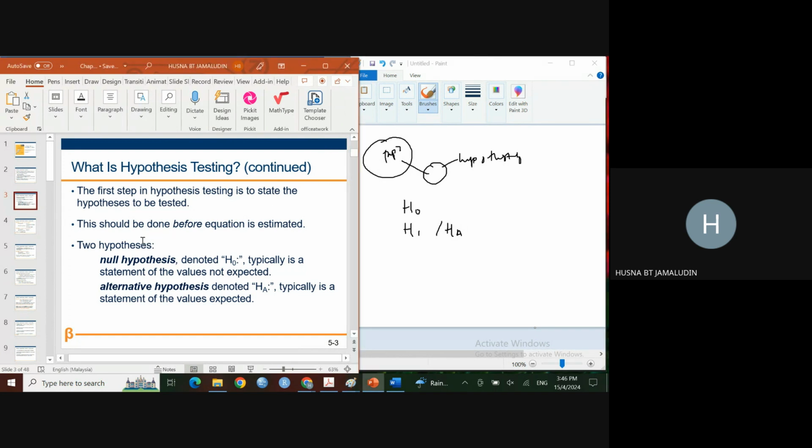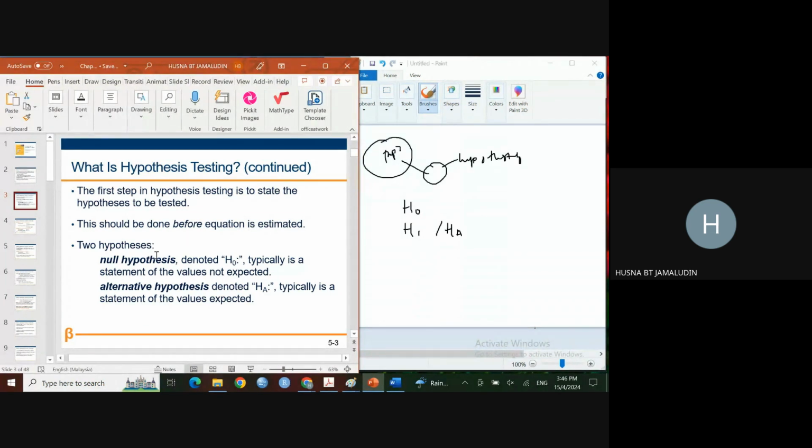Okay, so hypothesis testing should be done before your equation is estimated. Sometimes people collect the data, run it in EViews, and get the result. After they get the result, then they do hypothesis testing. No, hypothesis testing should be done before you estimate your equation. So you have to have your prior expectation. Remember, if you have the variables, what is the impact of your independent variable on the dependent variable? Is it positive or negative? So you should do it before you estimate your equation.